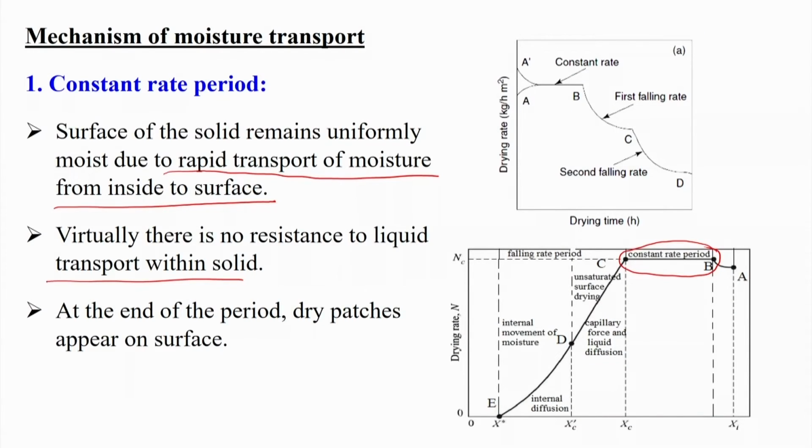So, as the surface is wet, the drying rate will be constant like this. We can say this is N c. At the end of this period we can see dry patches. I told that dry patches will appear on the surface, and a small amount of shrinkage of the top surface also takes place.